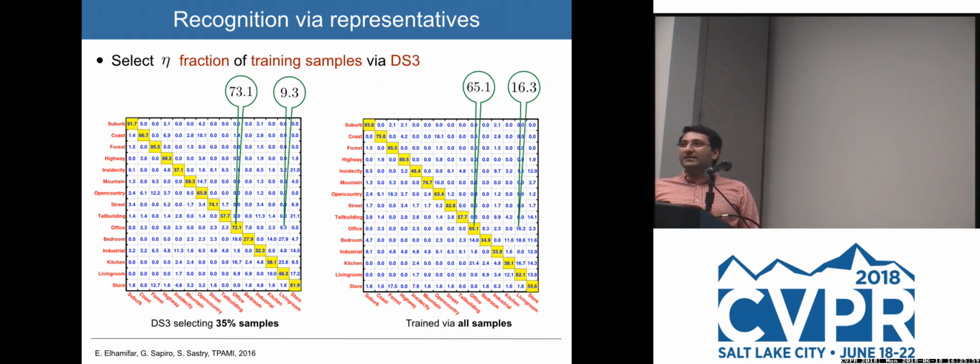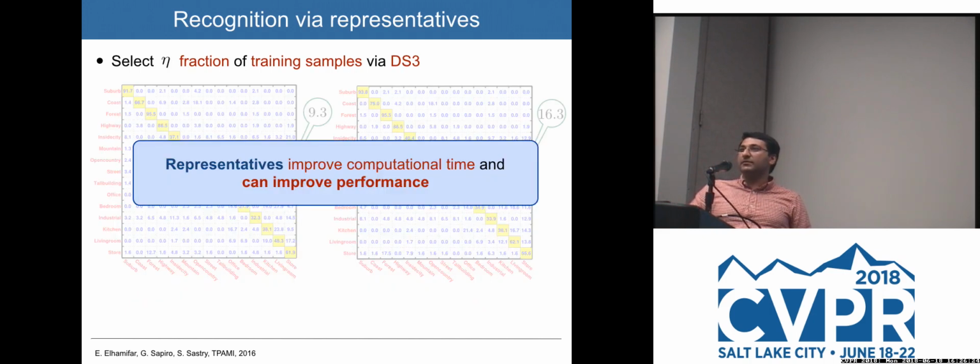The more interesting thing is that in some cases, the performance actually goes up by using these representatives. So for instance, in this example, on the diagonal, I'm getting 72.1%. There is a typo here, versus 65% using the entire data set. And on the off diagonal, which should be close to 0, I'm getting a much lower confusion value. So that means that, as I said, representatives not only increase the computational efficiency and memory of your recognition system, but also can improve the performance of your classifier, right?